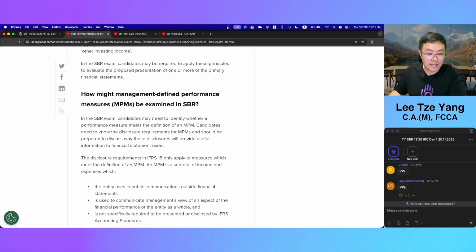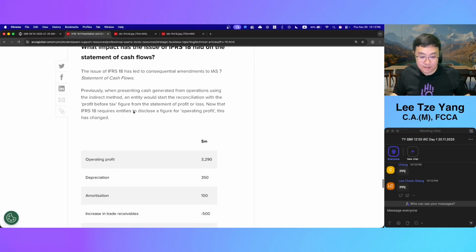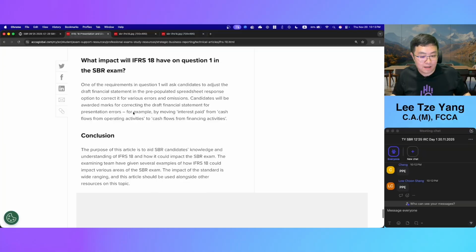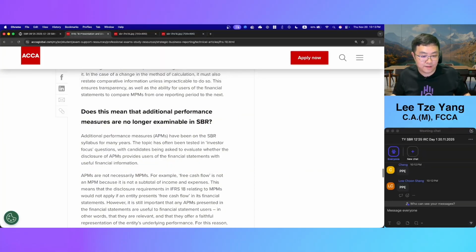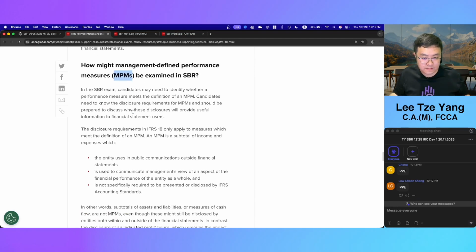Finally, MPM. This is something that a lot of you get confused about. So here I'll just quickly tell you. Everyone, listen carefully. Once I'm done with this, then we can end our class. The cash flow is here. You can read through if you want. But what I want to talk about is just briefly on MPM. Now you see. First thing first, everyone.